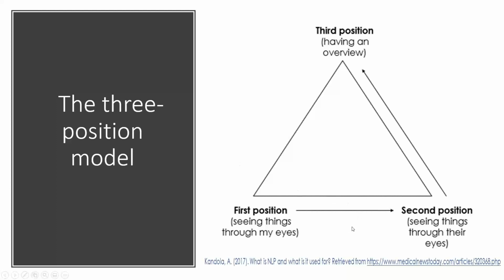Now, let's consider this three position model. When you look at people and see them communicating with each other, there are essentially three positions that people can adopt. Down here, you have first position. First position is the most basic position, and it simply means that you're looking at things through your own eyes. For example, if you see two people arguing, finger pointing, raised voices, you can deduce that they're in first position. In other words, what they're both doing is trying to convince the other person that they're right. And of course, the other person is trying to convince them that they're right.